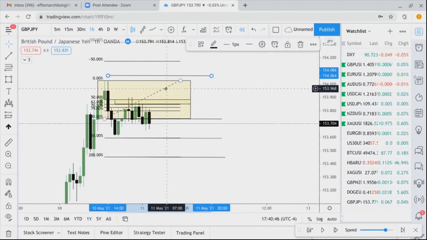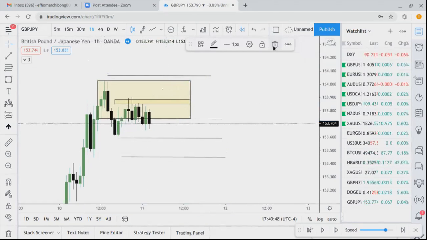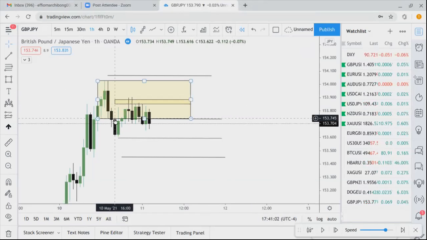So I literally take this away right now, this Fibonacci. Now that I'm taking the Fibonacci away, now the market has broken out to the downside. It has picked your first entry, it has picked your second entry. But now listen to this part.